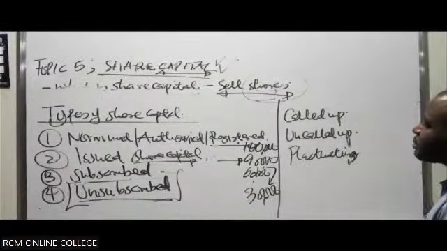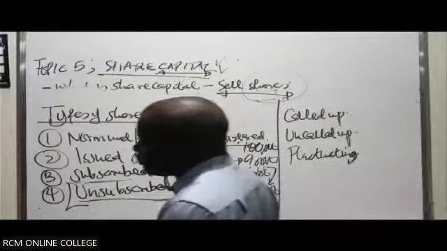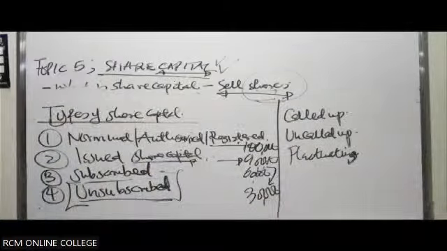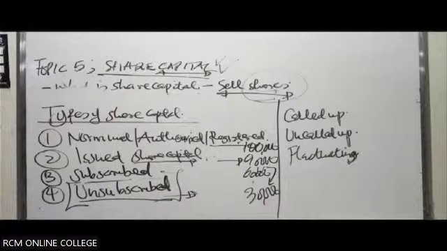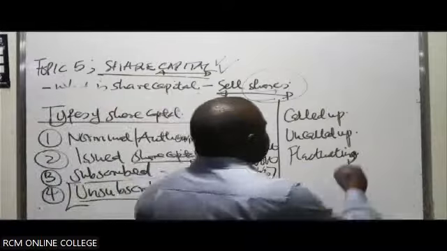So you can have unsubscribed share capital, the part of the share capital which hasn't been applied for on allotment, which hasn't actually been applied for on an offer. So if you're making an offer and people don't apply for it, it becomes unsubscribed. Then called up share capital.